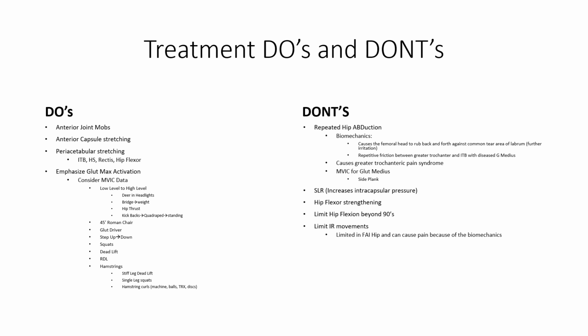You've got that repetitive friction between the greater trochanter and the IT band with the diseased gluteus medius/minimus. There's a high likelihood that it can cause more greater trochanteric pain and get you involved in that syndrome as well. And then I just noted here that the MVIC for the gluteus medius is the side plank.